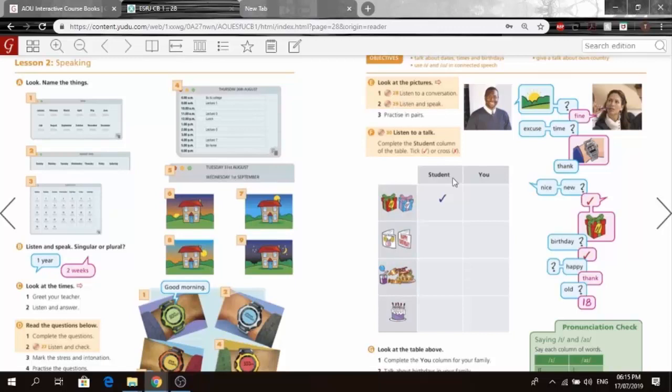Alright, so this talk is like the conversation that I just did, and based on it we're going to do this exercise. He wants us to know what the student has and what you have. This will be entirely subjective, so I'll do this based on me personally, and you can just tick whatever ones you have and whatever ones you don't. For the student, he had gifts and he had the cards, so we tick these. When it comes to a party, the student did not have a party, so this will be an X. And a cake, yes, he does have a cake. So basically, tick all of them except the party one, which we cross.